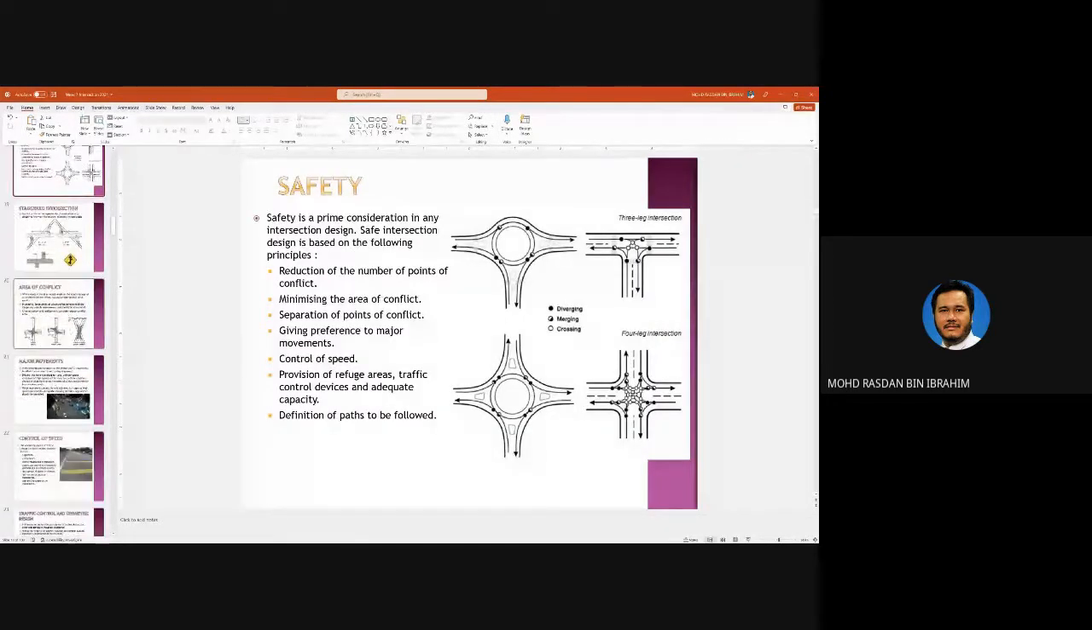Safety is a prime consideration in any intersection design. Safe design is based on the following principles. Reduction of the number of conflict points. This is what you should try to do first and foremost. Try to reduce the conflict points. Minimize the area. I'll show you another diagram on the area of conflict points or separation of conflict points.